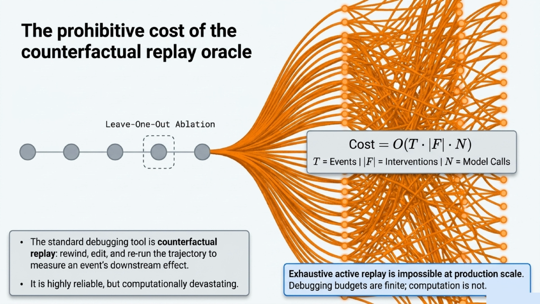Historically, the standard tool for this job has been the counterfactual replay oracle. This involves rewinding, editing, and rerunning the trajectory to measure an event's downstream effect. While it is highly reliable, it is computationally devastating. The cost multiplies across the number of events, the interventions, and the model calls. Because debugging budgets are finite and computation is not free, exhaustive active replay is simply impossible at production scale.